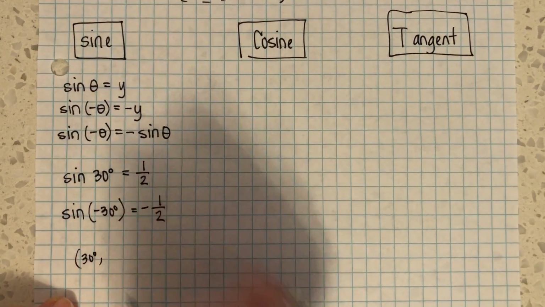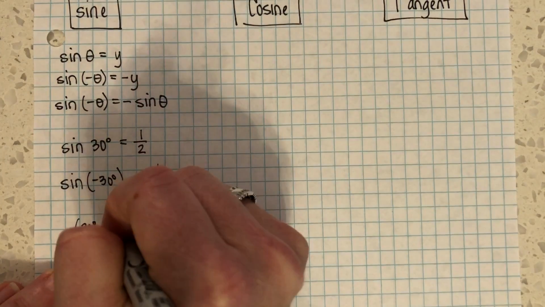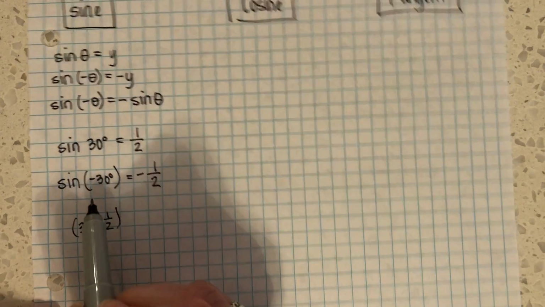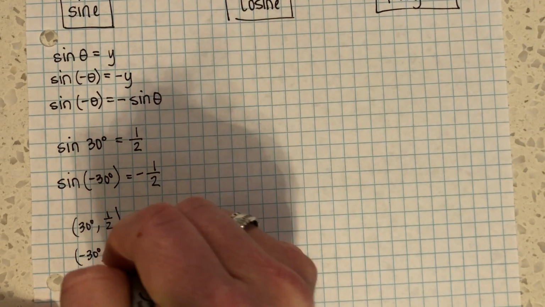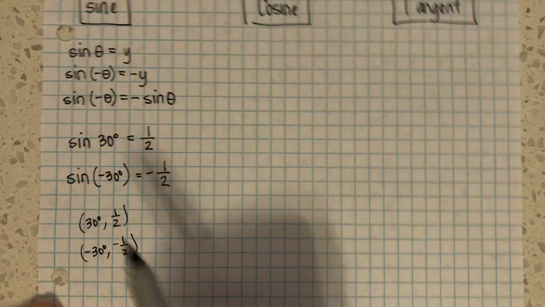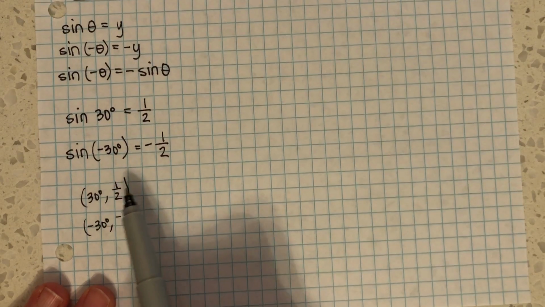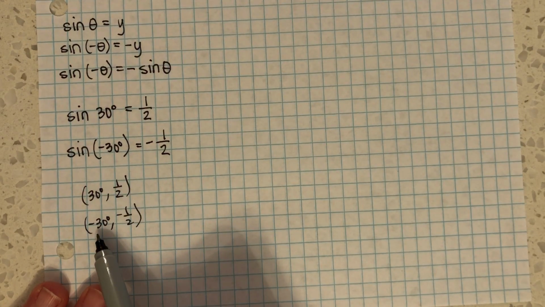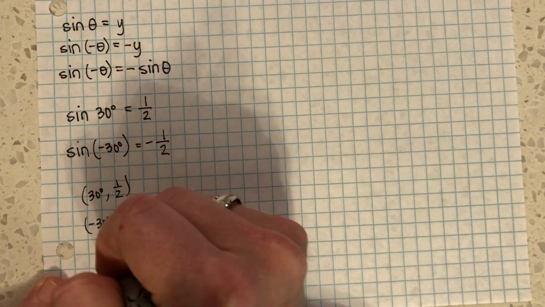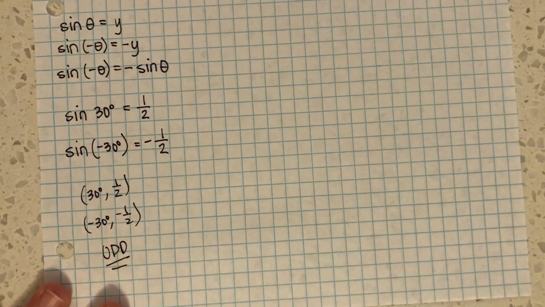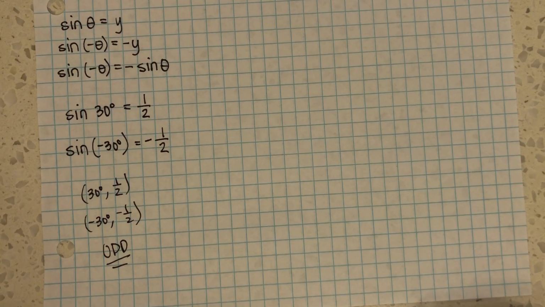30 degrees went in and a ratio of 1/2 came out. When negative 30 degrees went in, negative 1/2 came out as the ratio. So you have x went in, y came out. The opposite of x went in and the opposite of y came out. That is odd function behavior, which means the sine function is an odd function, okay?